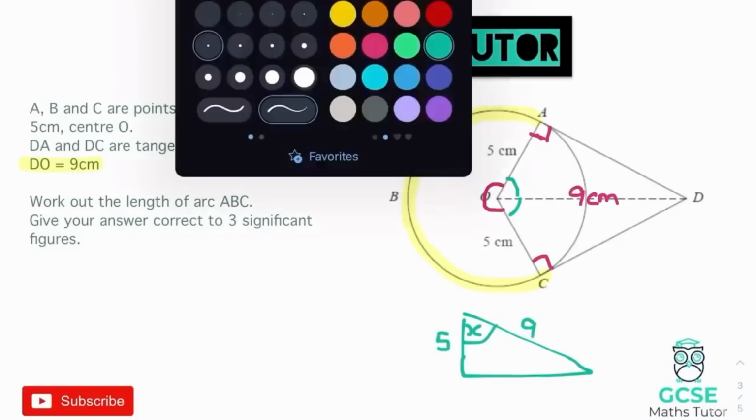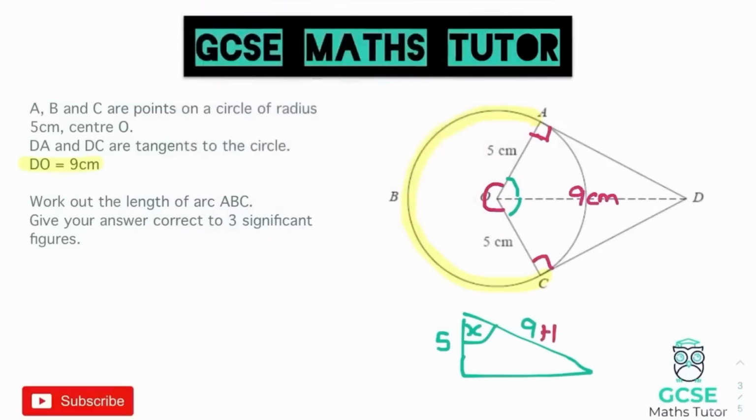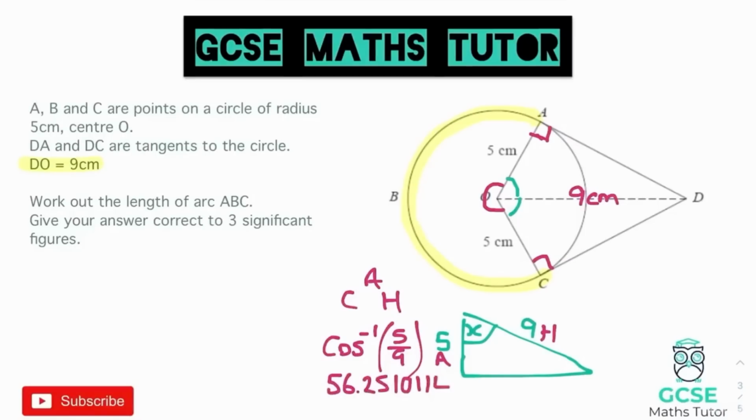And again, just doing a bit of SOHCAHTOA, so label it up. You've got your hypotenuse and you've got your adjacent. So we're going to be using cos. So cos, or if you use a formula triangle, CAH, and we're going to be working out the angle. So we need to do cos minus 1, A over H, which is 5 over 9. So again, let's type that into our calculator. Cos minus 1 and then 5 over 9, pressing equals, and we get our angle there, which is 56.2510114. So that is that angle just here in the centre.